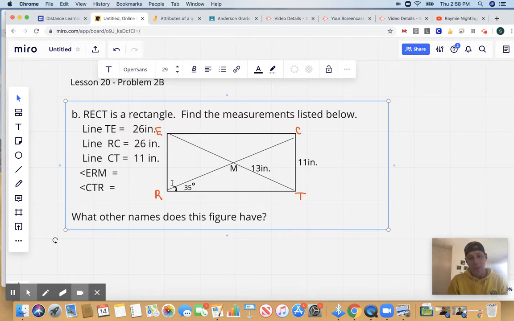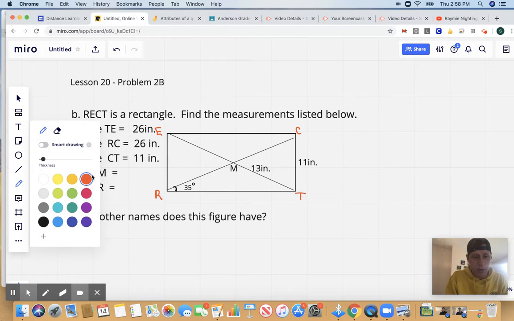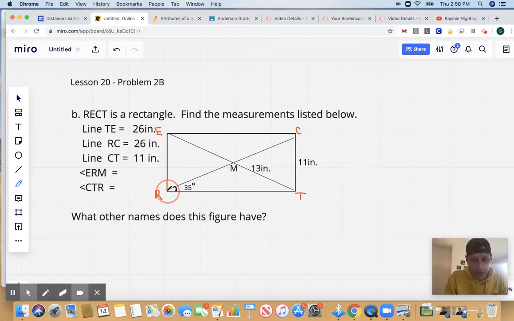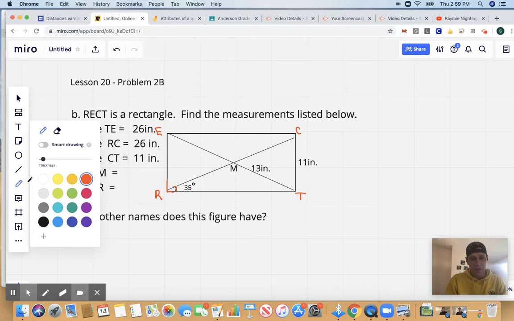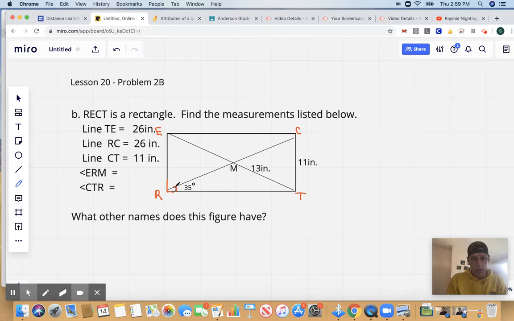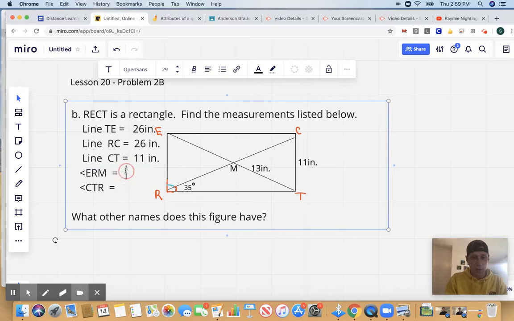So in order to figure out the rest of this angle, we just have to take this 35 and subtract it from 90, because the whole angle here is going to be 90 degrees. So from here to here is 90. But what they're saying is, from here to here, that's 35. So we take 90 and we subtract 35, and the remainder will be this angle right here. So 90 minus 30 is 60. Another 5 would be 55. So angle ERM is 55 degrees.